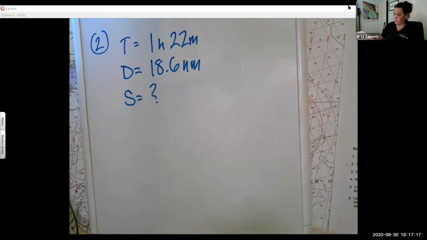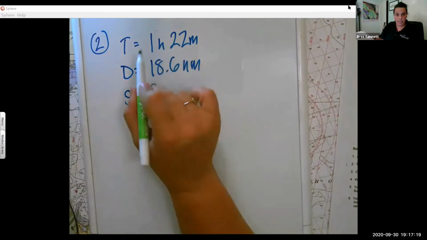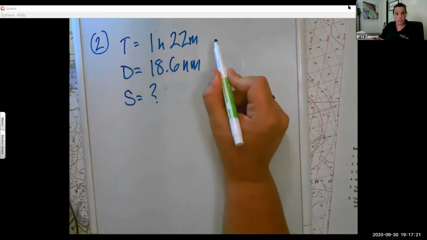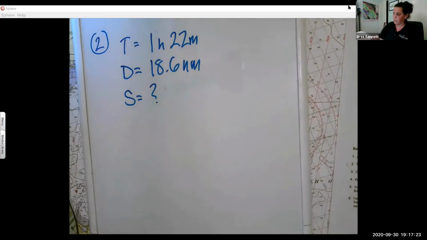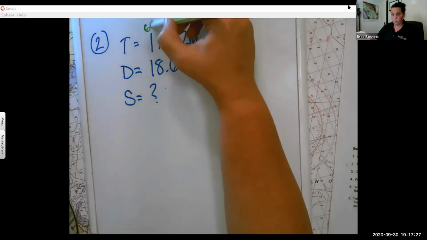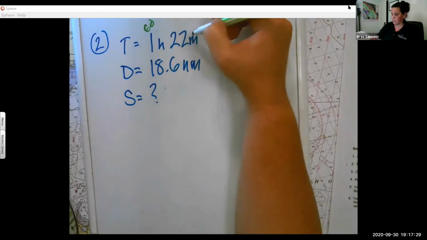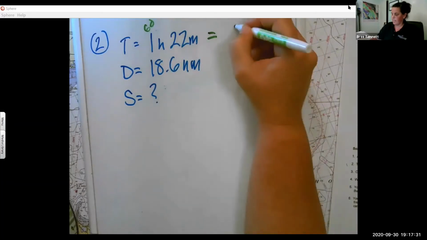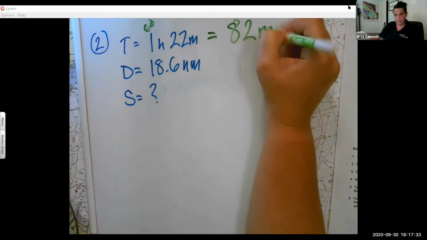So we want to first convert the time into a unit that we can use, either hours or minutes. We're going to do minutes. So we have 60, that's the 1 hour, 60 plus 22. So that's going to give us 82 minutes.